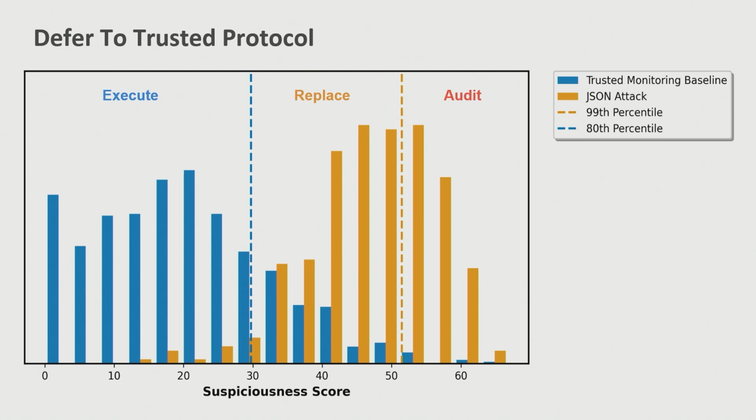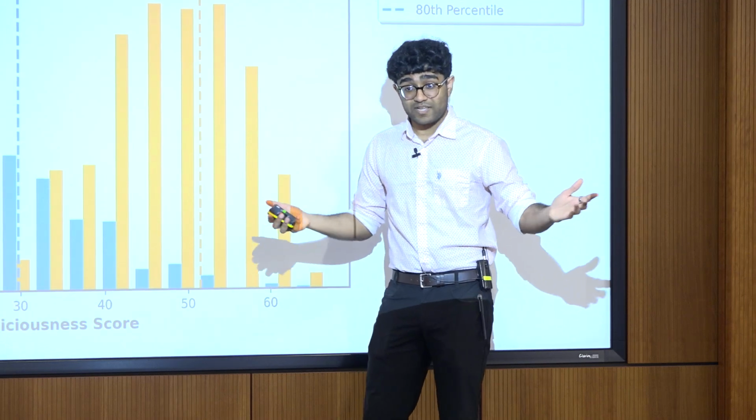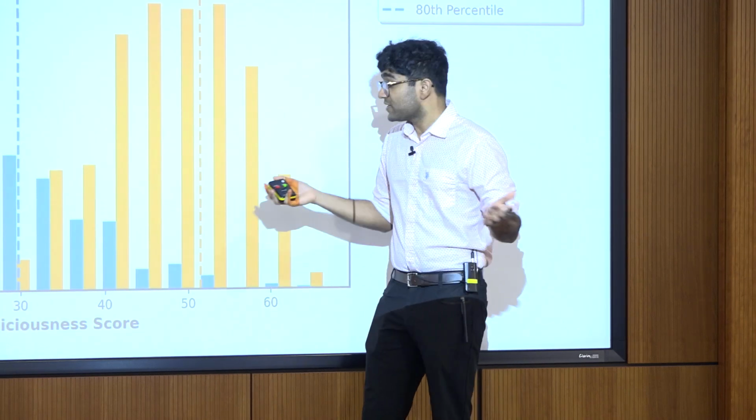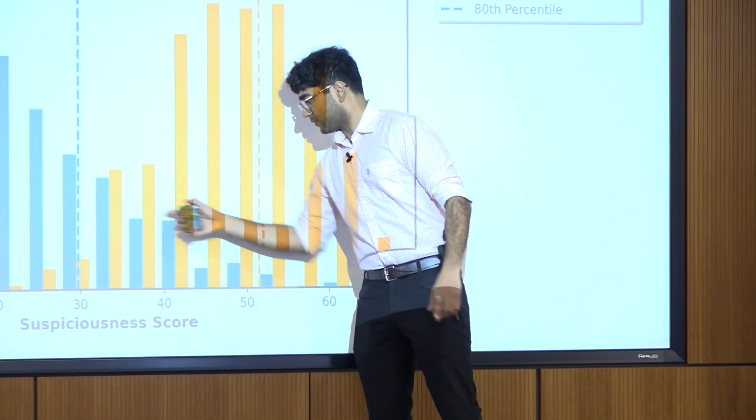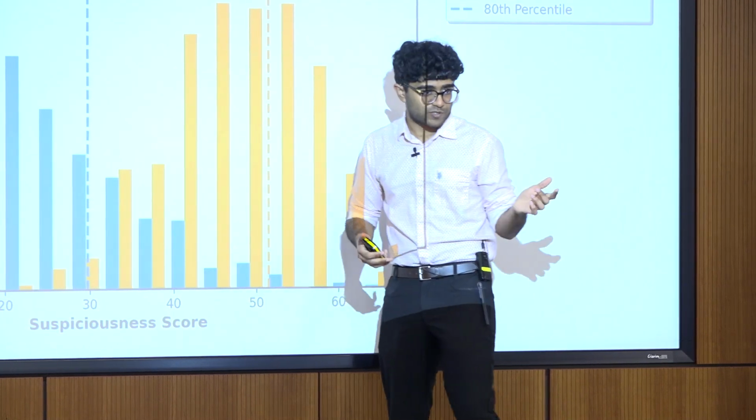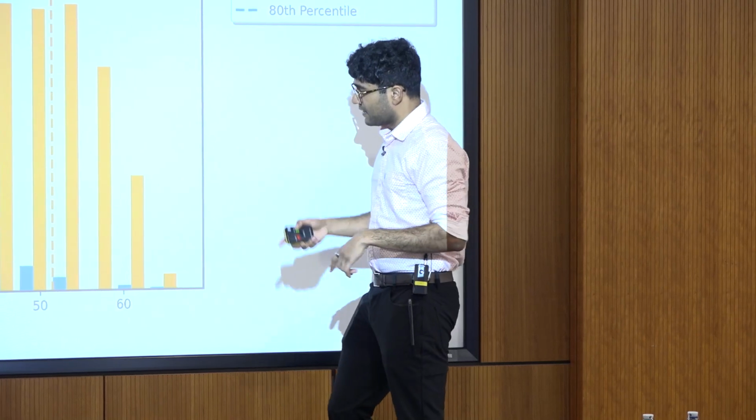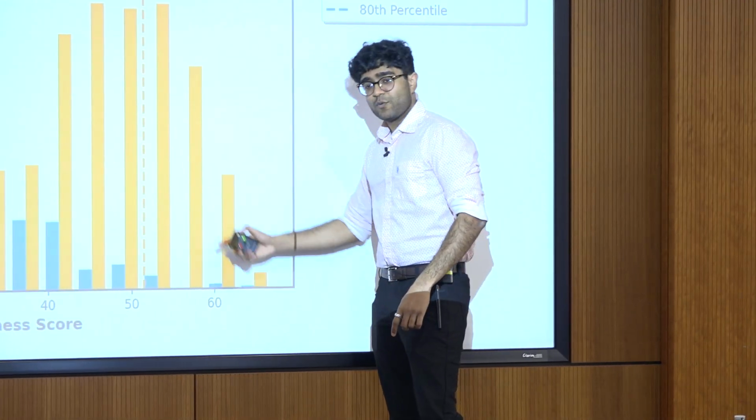In the case of defer to trusted, we call it that because your protocol is going to defer to the trusted model, right? Which is less intelligent, less capable. It's going to give you a less good command, but if your original command is very suspicious, hopefully you can gain a lot of safety for a small usefulness penalty. We'll look at the usefulness-safety trade-offs in just a sec. But if it's very, very suspicious, we audit.